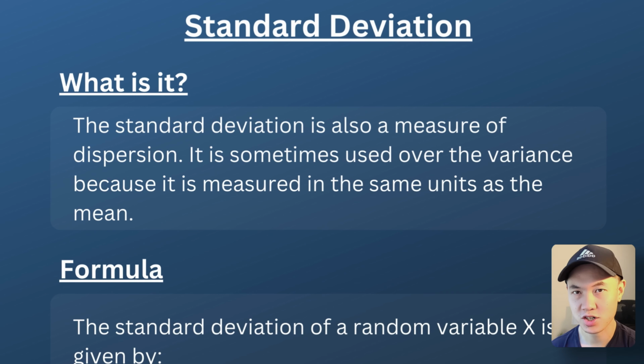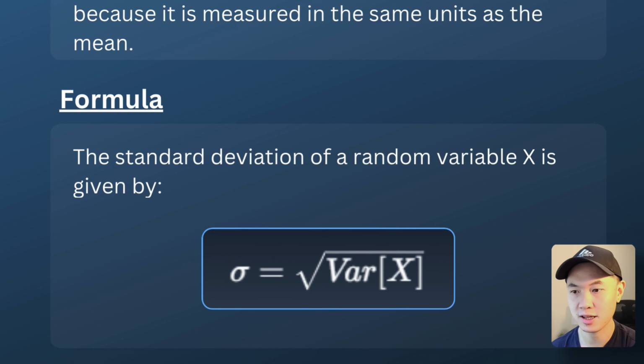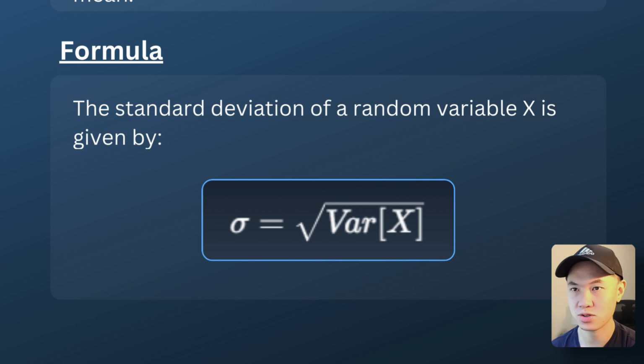The standard deviation is also a measure of dispersion. Usually when calculating the standard deviation, you'll need to calculate the variance first and then just take the square root of that, and that'll get you to the standard deviation.